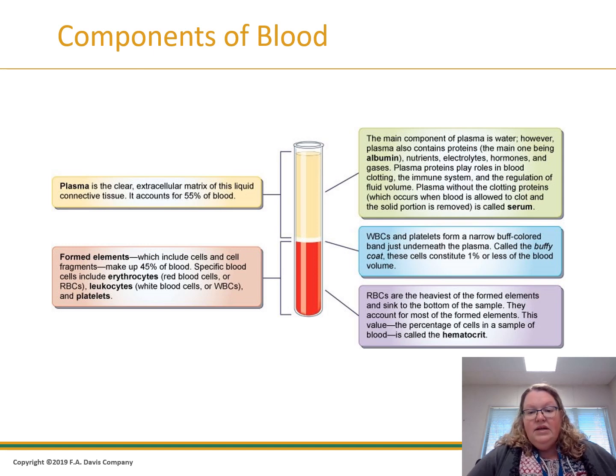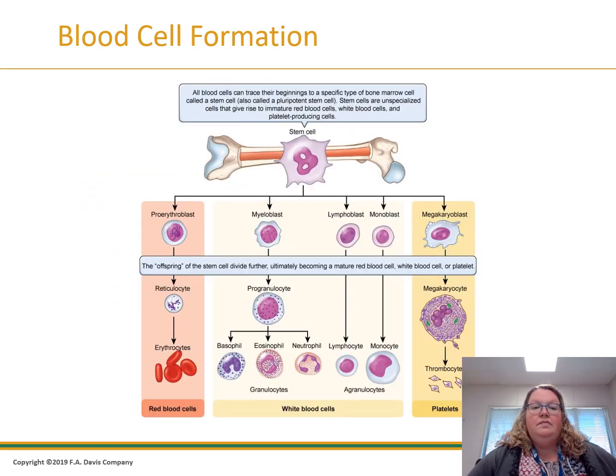Anyhow, 1% or less of the blood volume consists of white blood cells and platelets. And then the RBCs are the heaviest of the formed elements and sink to the bottom of the sample. They account for most of the formed elements. This value, the percentage of cells in the sample of blood, is called a hematocrit. So the percentage of plasma to RBCs is how we decide what a hematocrit is.